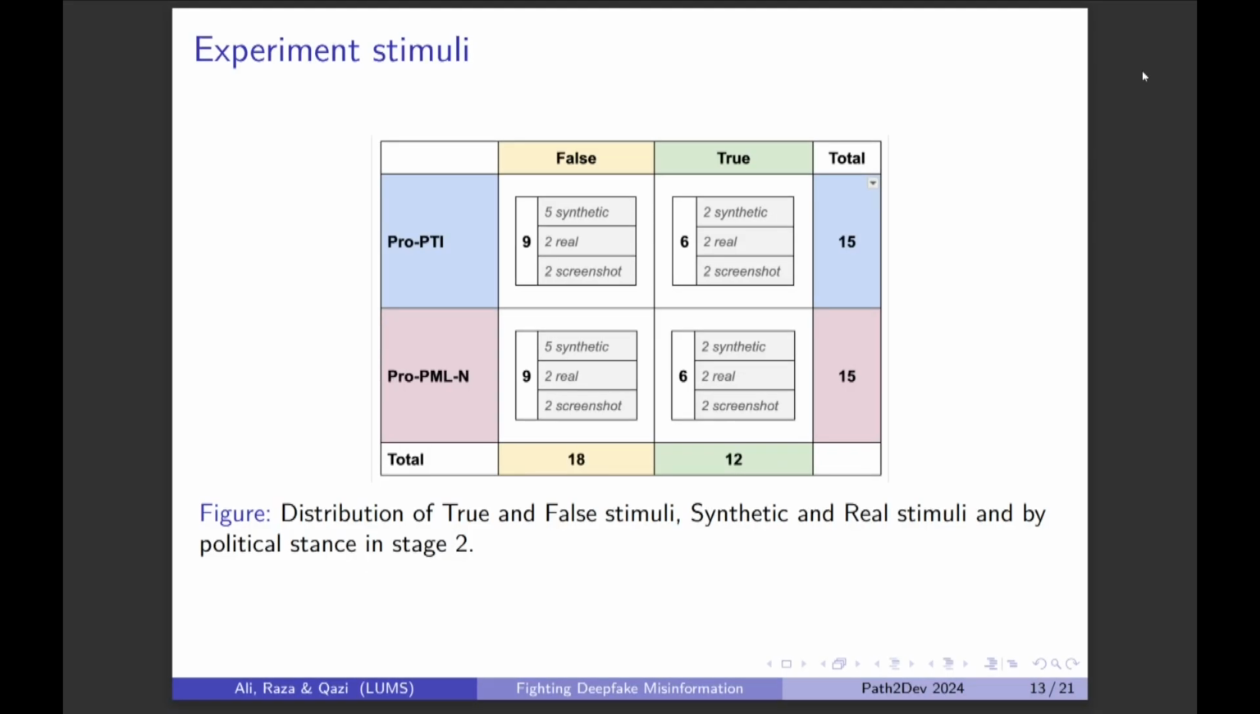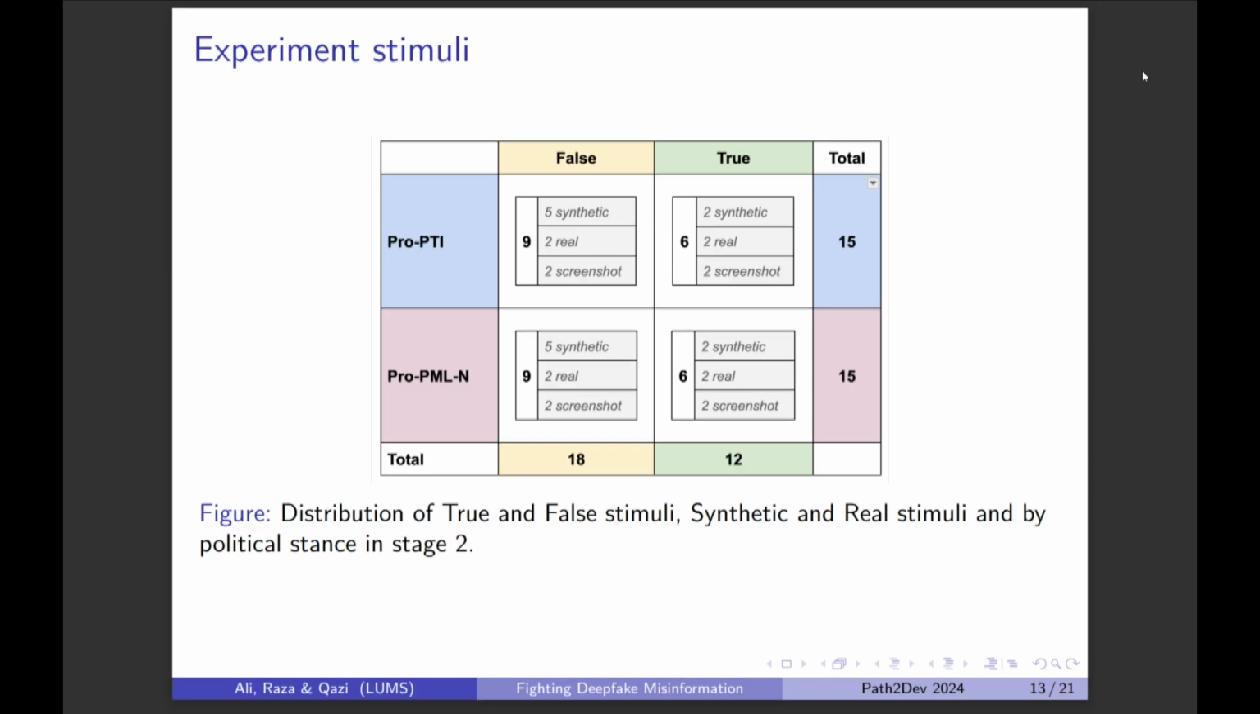So we ask people whether they think what the news story is saying is true or not. So that's what they need to tell us. And the answer is binary, yes or no, and that's what helps us identify accuracy of beliefs. We also stratify the stimuli in terms of false and true. So we have a mix of false and true stimuli, right? So some are fake news, some are real news.